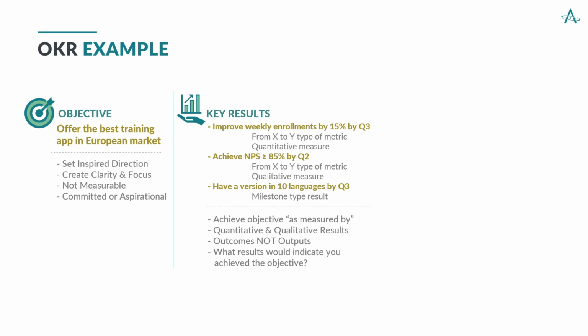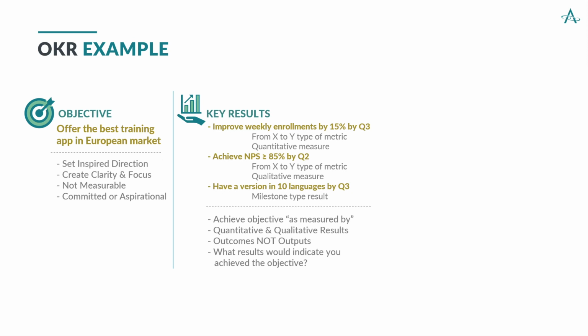Our key result in this case is to improve weekly enrollments by 15% by the third quarter. And secondly, to achieve a net promoter score greater than 85% by the second quarter, and to have a version of our app in 10 languages by the third quarter.